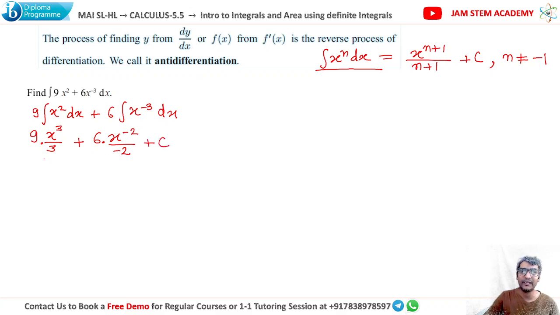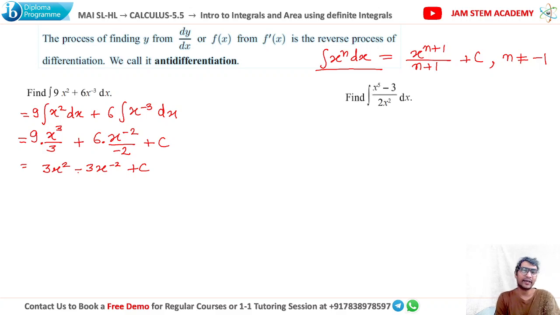Always add the constant of integration, plus c, and now if you simplify this part you will get your final answer, which comes out as, in this case, 3x squared minus 3x raised to the negative 2 plus c, and you can mention where c is the constant of integration. That's your indefinite integral. Okay, next problem.